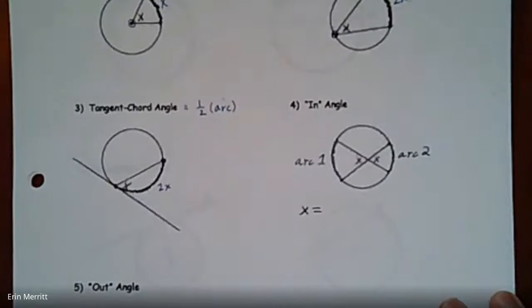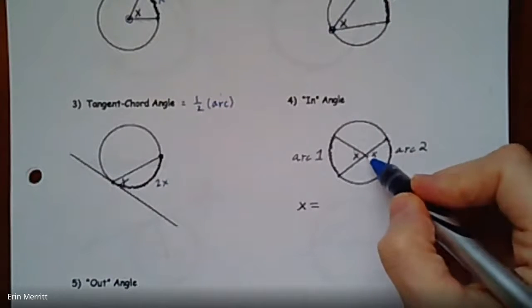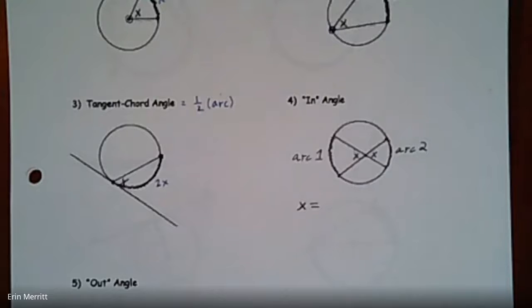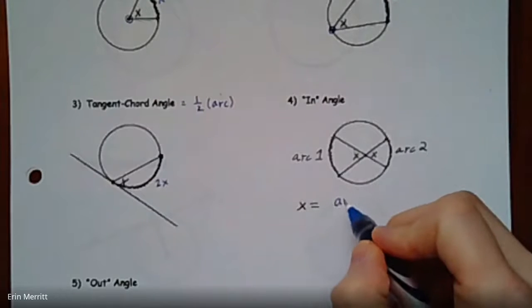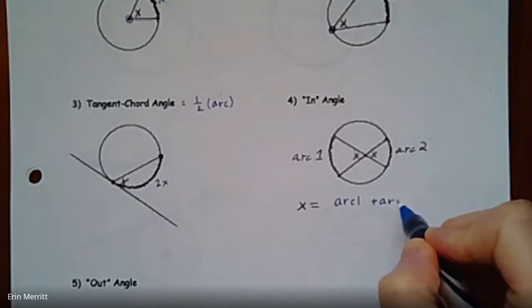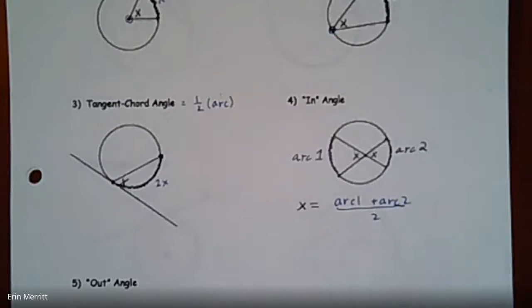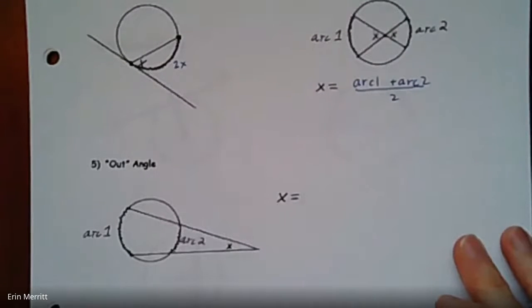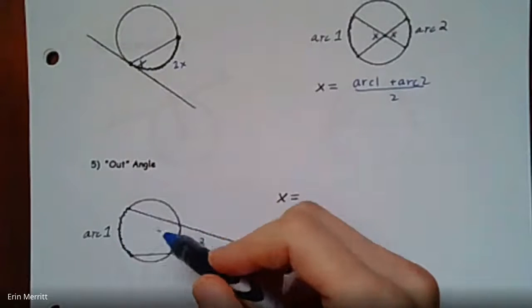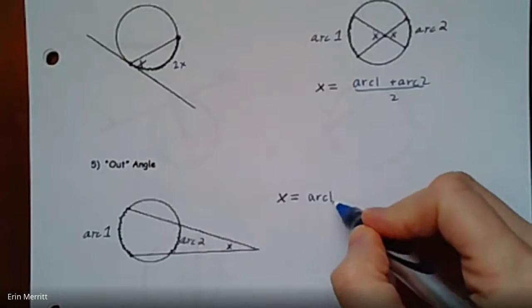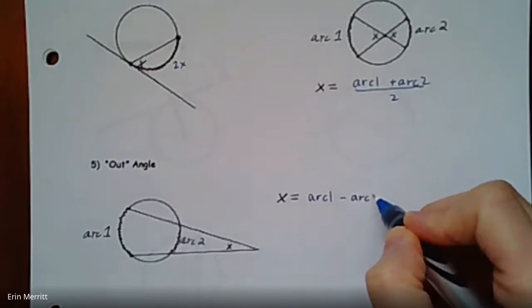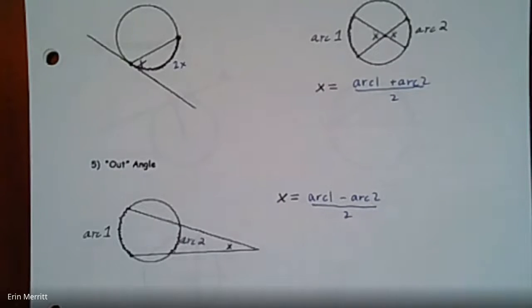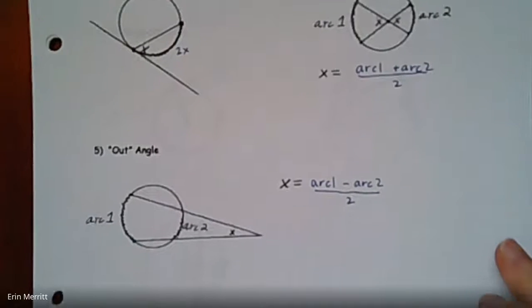For an in angle, that really means you have two chords that intersect and the vertex is kind of floating around inside the circle. It is the average of the two arcs. So arc 1 plus arc 2 divided by 2. For an out angle, it's the difference of the two arcs. So big arc minus small arc, or based on the way it's labeled, I'll say arc 1 minus arc 2 divided by 2.